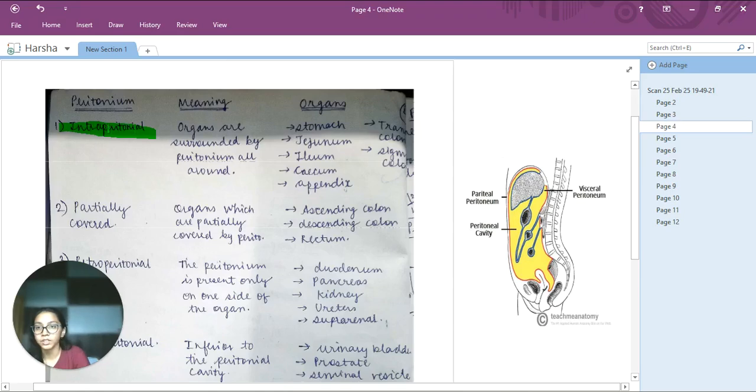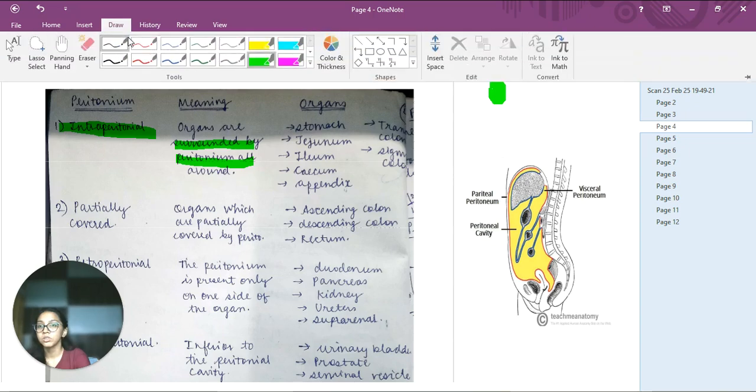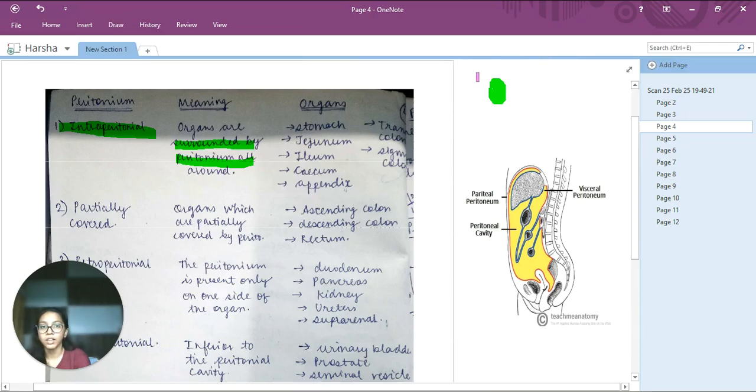So, intraperitoneal peritoneum. What is intraperitoneal peritoneum? It means that the organs are surrounded by the peritoneum all around. Suppose there is this organ present, and it is surrounded by a layer of peritoneum. So this particular type of organ is known as intraperitoneal peritoneum.